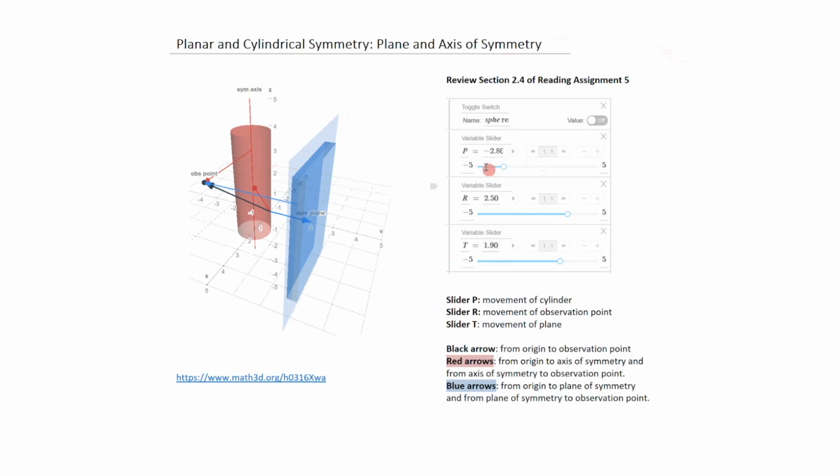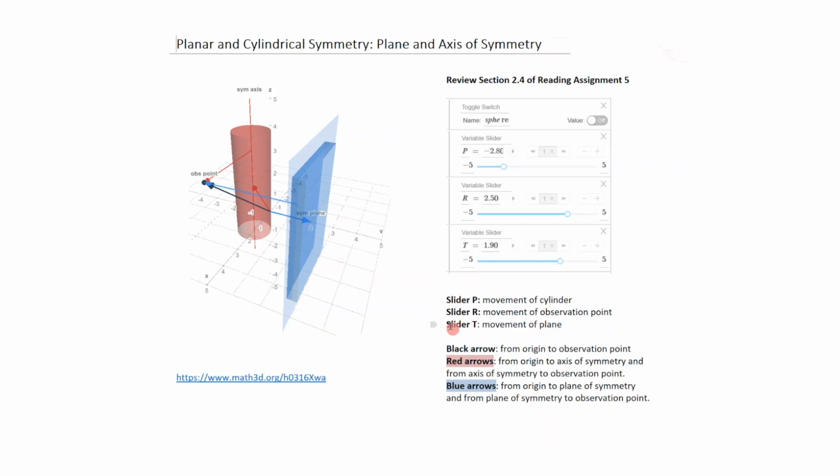Here you can basically play with these P, R, and T sliders. P basically governs the movement of the cylinder, which is moving this back and forth. So the symmetry axis is changing its relative location. R is the movement of the observation point. This is where the observations are made, the point at which the field due to both of these objects is calculated. And T is the movement of the plane, so effectively this thing moving back and forth.